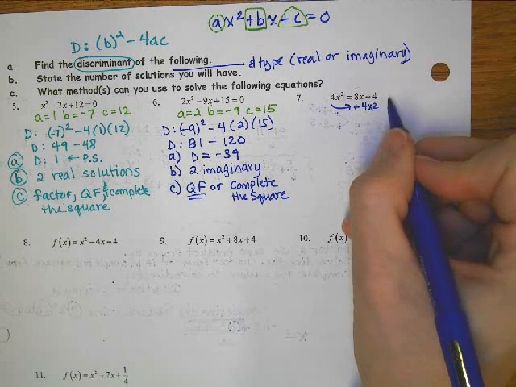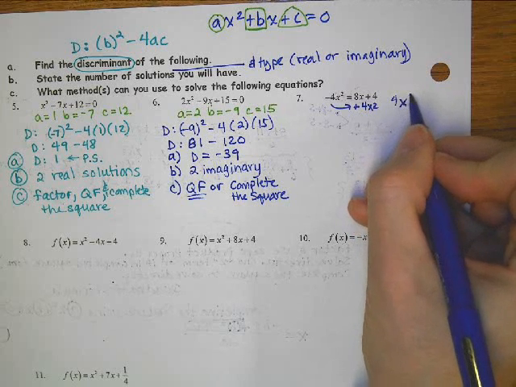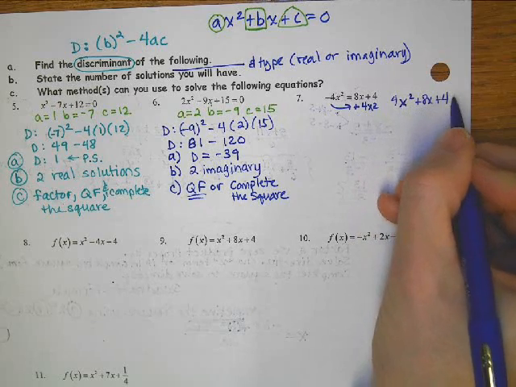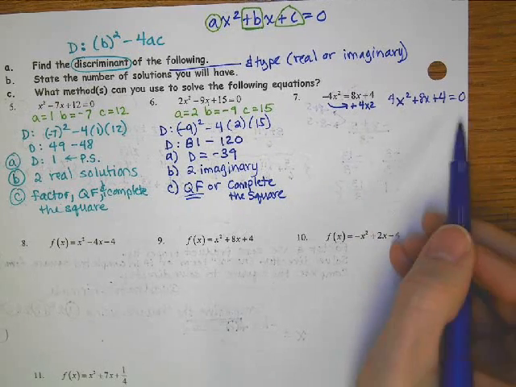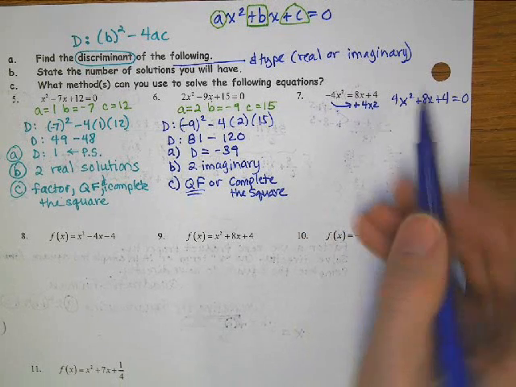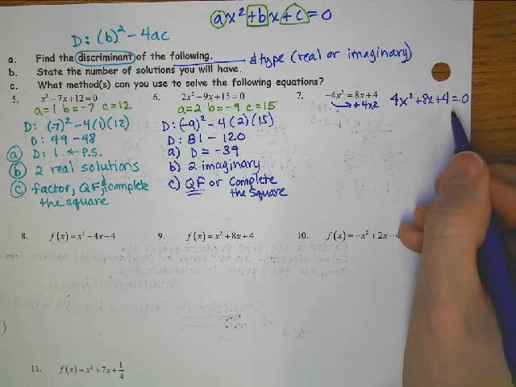Then my new quadratic would be 4x squared plus 8x plus 4 equals 0. Yes, I realize I switched sides. The 0 would be on this side. It's still the whole thing is going to be equal to 0, so it doesn't matter whether you write equal 0 on the left or on the right.